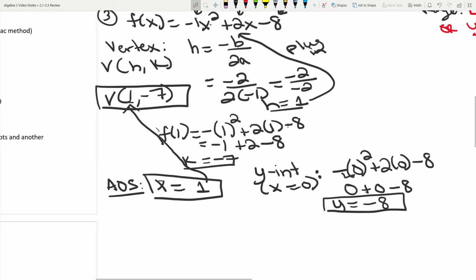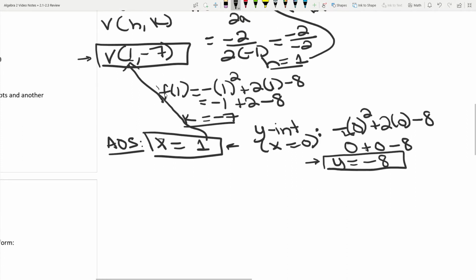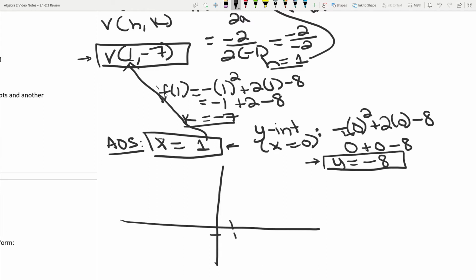Okay, so now we want to make a graph from these three things. So how do we make a graph from that? All right, so we got the vertex at x equals 1, and then we're going down to negative 7. So the vertex is all the way down here.